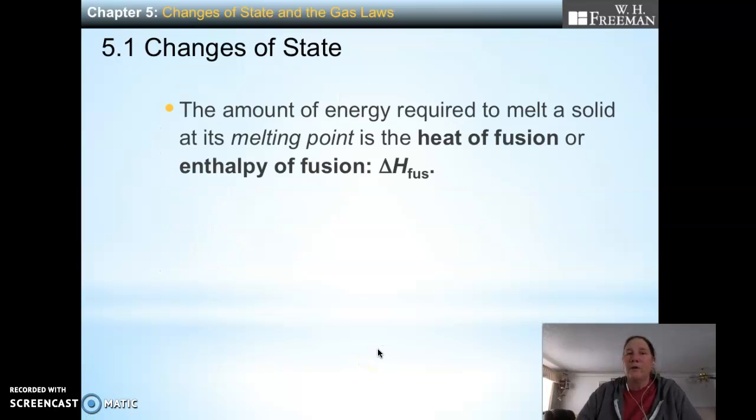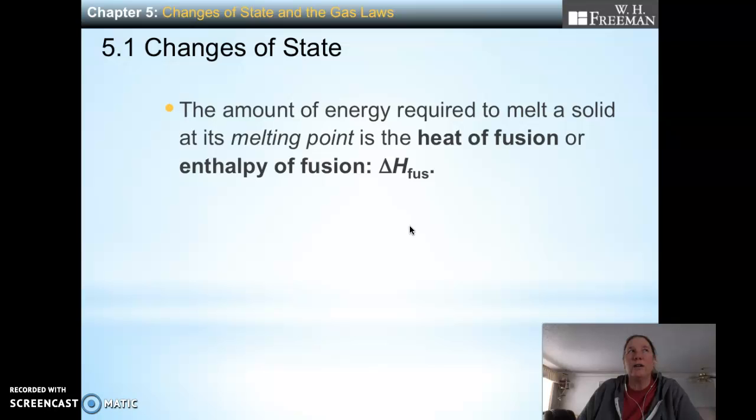Okay. So when you do that, there's actually a measurement. The amount of energy required to melt a solid is called its heat of fusion. Okay. And it's enthalpy. They write it like this: delta H means a change in energy, and fus means fusion. So this is the point at which it melts.